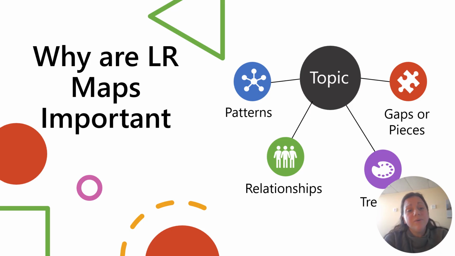Why are literature review maps important? They show the patterns, gaps, relationships, and trends within the literature and the publications that you have read. It's not a summary of the articles, but it highlights the main details of each article. It helps us see how the research talks to itself and explains and highlights the details within the articles.